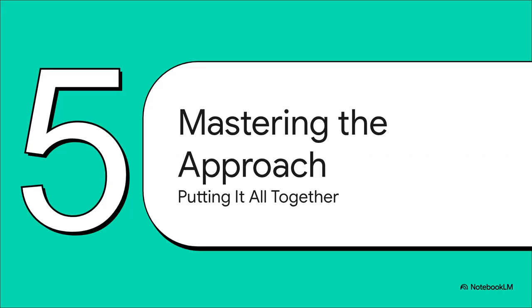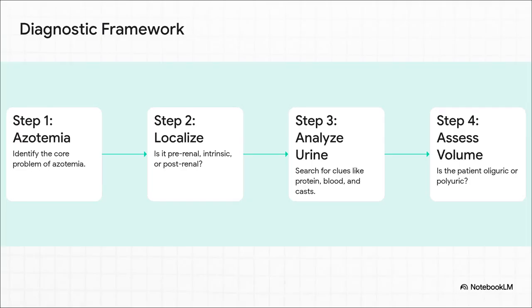Okay, so we've looked at all the individual clues. Now let's assemble them into that clear, repeatable framework that you can take with you and use in your own clinical practice. Here it is in 4 simple steps. Step 1, identify the core problem, the azotemia. Step 2, localize it. Is it pre, intrinsic, or post-renal? Step 3, interrogate the urine for specific clues, like protein and blood. And step 4, assess the urine volume. By following this sequence every time, you build your case methodically, and you won't miss critical pieces of information.